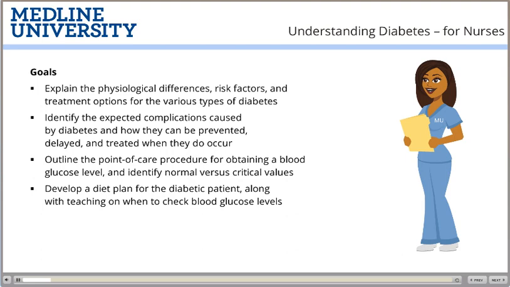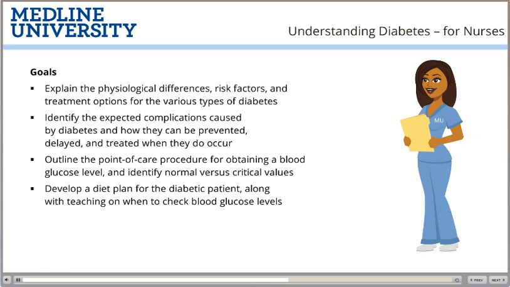The objectives for this course are as follows. First, to explain the physiological differences, risk factors, and treatment options for the various types of diabetes. Next, to identify the expected complications caused by diabetes and how they can be prevented, delayed, and treated when they do occur.